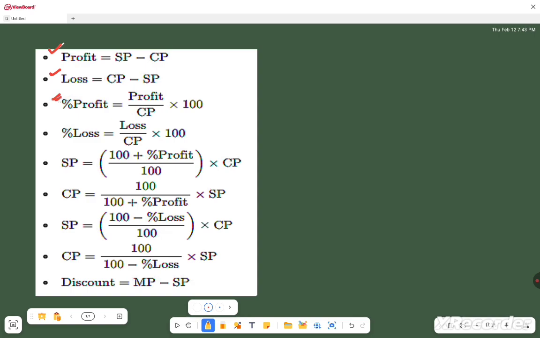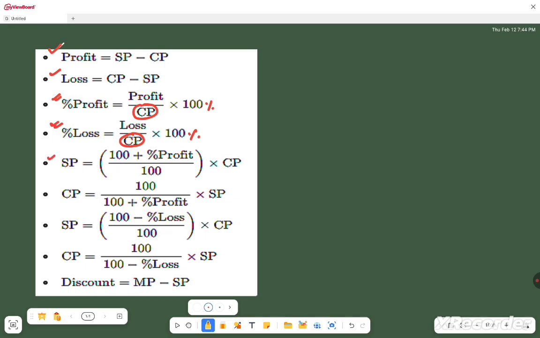Now profit percent, very important. Profit percent means profit by CP into 100%. Loss percent is loss by CP into 100%. You can see that profit percent and loss percent are both reckoned on the cost price. Both are calculated with respect to cost price. It is very important: profit and loss percentages are reckoned on cost price.